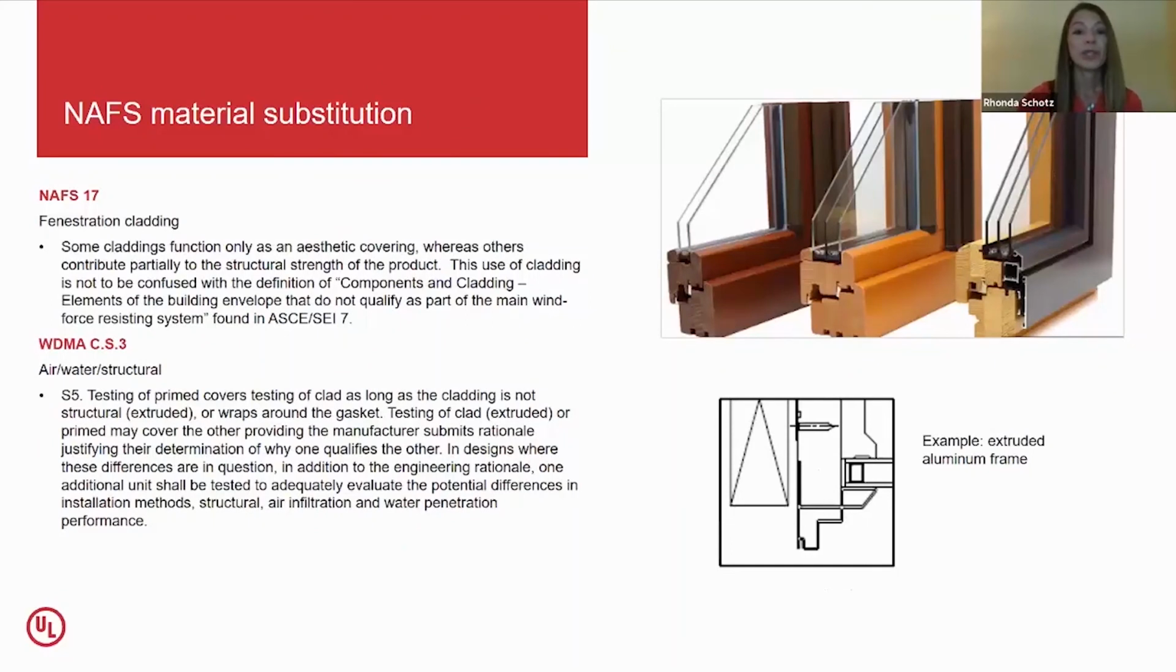Many times the question is asked, can extruded aluminum qualify a wood product? The NAFS doesn't really go into any detail about this, but the WDMA CS3 indicates that testing of prime covers testing of clad as long as the cladding is not structural, which includes extruded. See the example illustration showing that extruded aluminum is considered a structural component due to it holding the glass in place up above.